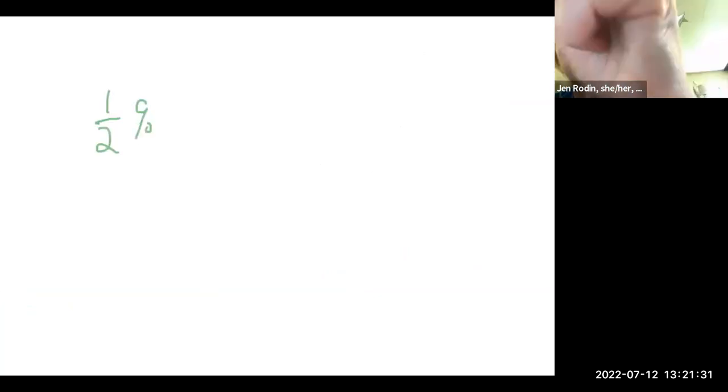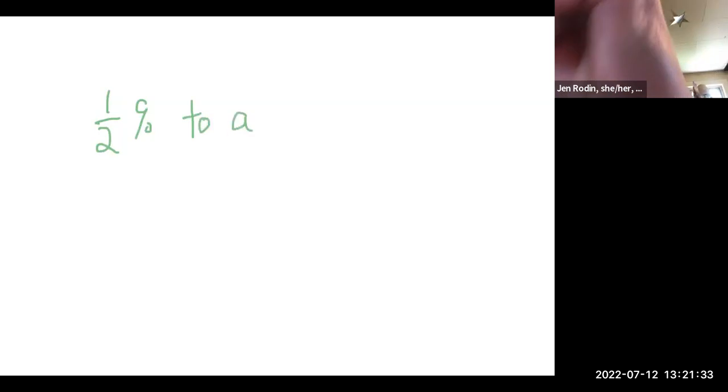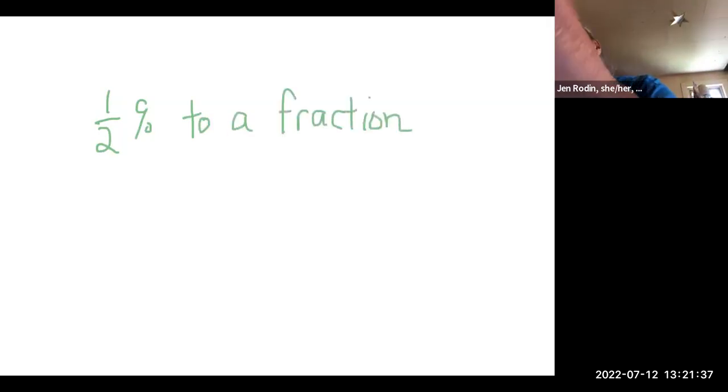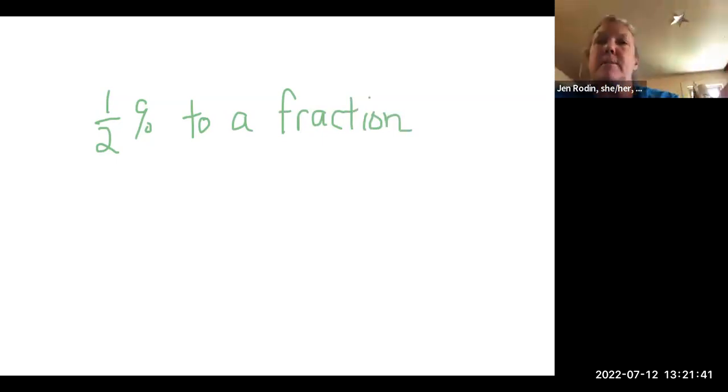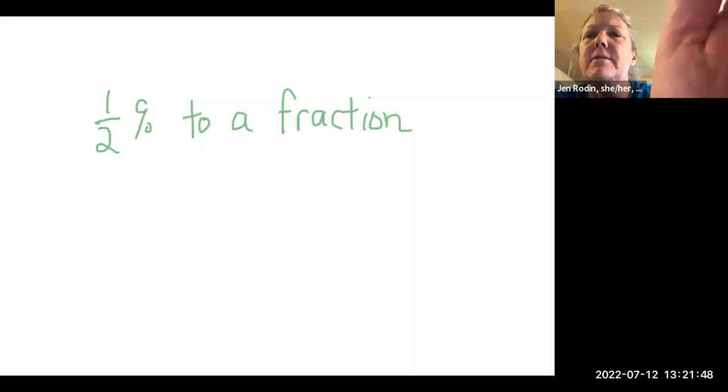0.5%, well, I'm going to put it to a fraction and a decimal just to show you that we can write percents as fractions and decimals and in percent form. So that's why we have to cover it again in this class, because it's confusing. It has a lot to it.